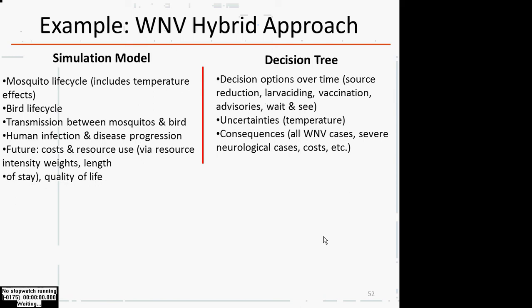And then we could use those consequences as computed by the simulation model to do rollback on the decision tree. Say, if you're here, do this. Under these conditions, do that. Does that make sense? The Greek chorus is notable by its silence, but never once this semester has it spoken.